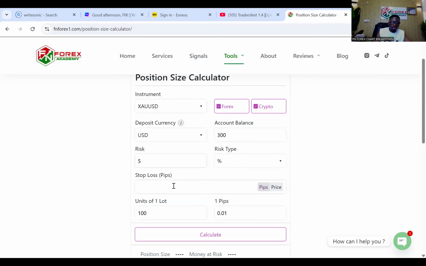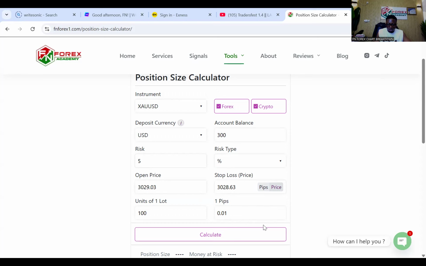Then you put your stop loss. Our stop loss is going to be around 35 to 40 pips. You put your stop loss. Or if you don't want to put your stop loss, you can put price. So if you are not putting your stop loss, you put price. With this calculator, it helps you open price. This is the present market price.